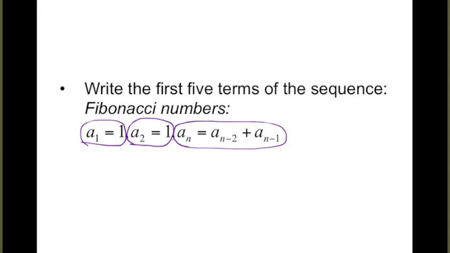So we're already given a sub 1 and a sub 2, so the first thing we would need to find is a sub 3. In our rule, we're told to take a sub n minus 2, which means 2 answers ago, and add it to a sub n minus 1, which means 1 answer ago. So 2 answers ago would be a sub 1, which is 1, plus 1 answer ago would be a sub 2, which is 1. So we get 2.